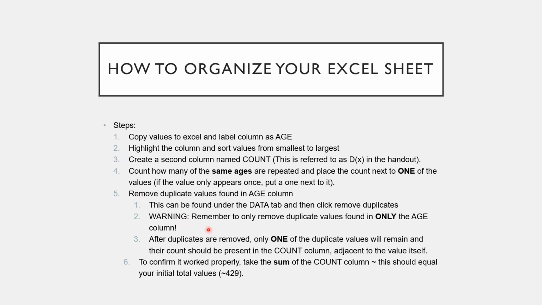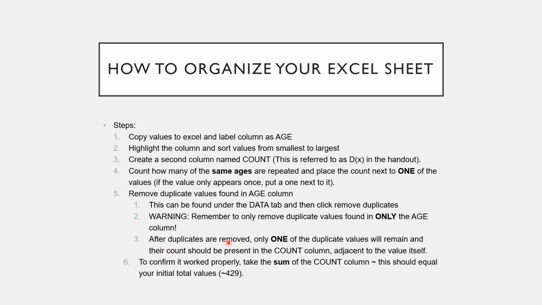And it's very important that you remember to only remove duplicate values found in the age column, right? Because you might have several ages where they only appear one time. So you might have 1 of 0, 1 of 25, and you don't want to remove all of those ones. You want to keep those, but you do want to remove those 5 zeros, those 5 15s, or 3 20s. You want to get rid of those extra values, and you only want to have one of each age value with the total count of how many times that appeared in your data set next to that value.